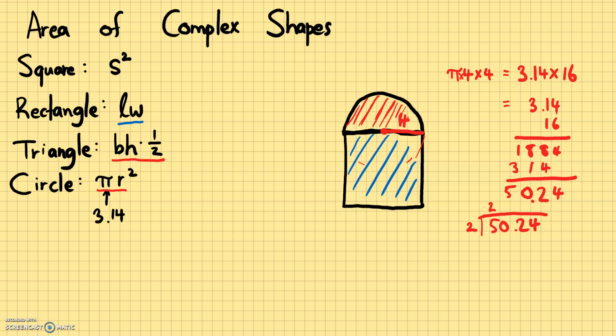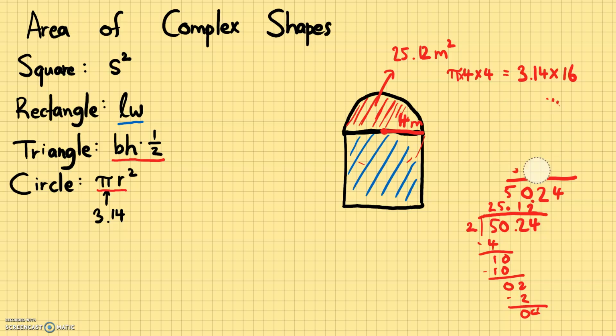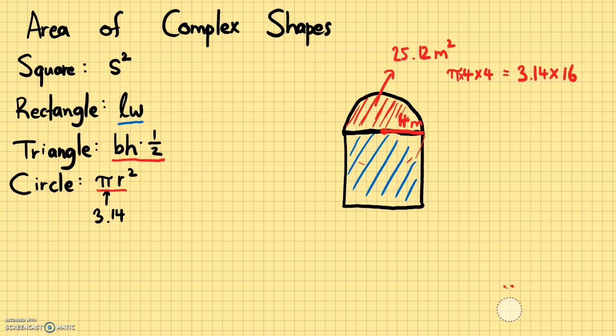Okay, so that's going to be 2 and 5 and then 2. Don't forget the decimal point here. 4. Okay, so that's going to be 25.12. This part is 25.12. Oh, I forgot to write the units. Let's use meters. Meters squared. So we're done with the circle part. We found that the circle part is 25.12 meters squared.